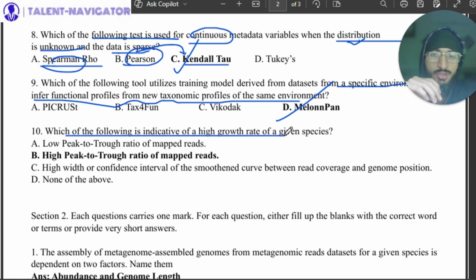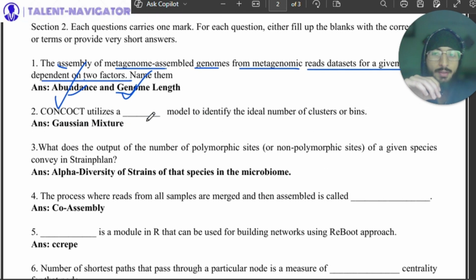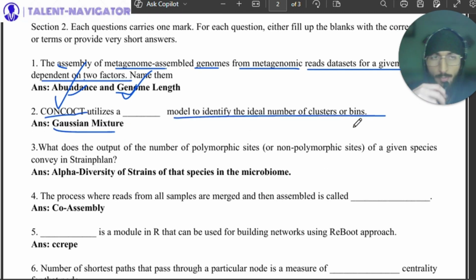Now, which is indicative of higher growth rate of a given species? High peak to trough ratio of mapped reads. Now, the assembly of metagenome assembled genomes from metagenomic reads datasets for a given species is dependent on two factors. First is abundance, and second is genome length. The assembly of metagenome assembled genomes is dependent on abundance and genome length. Then CONCOCT utilizes a Gaussian mixture model to identify the ideal number of clusters or bins.